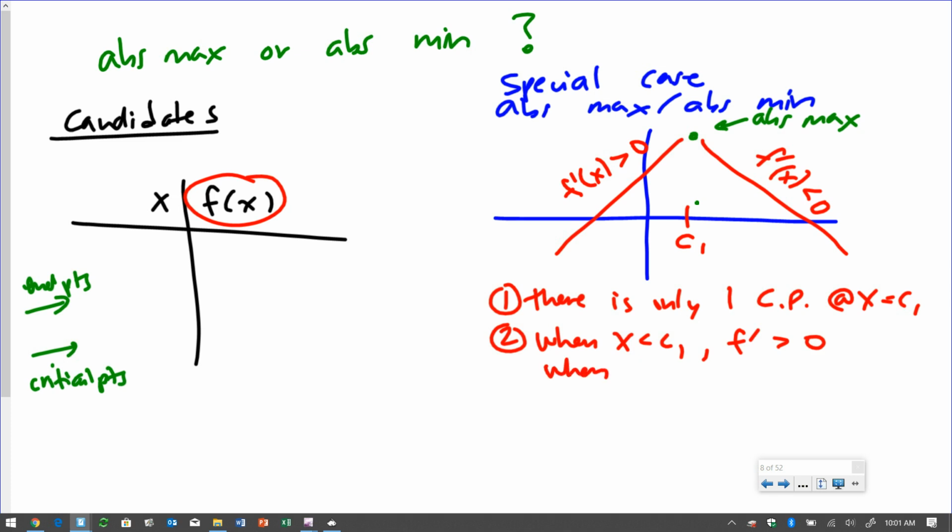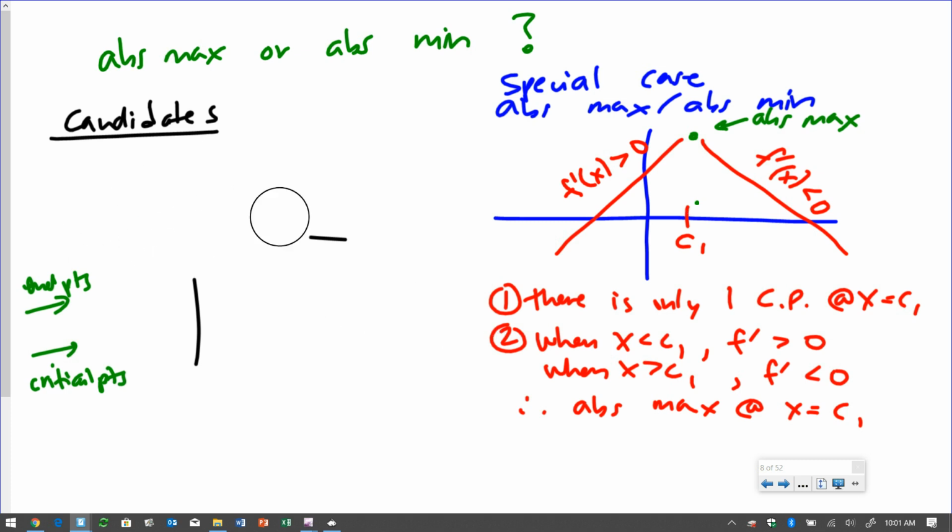And when x is bigger than c1, then your derivative is less than 0. Therefore, you will have an absolute max at c1. Okay? The justification is a bear to write down, but it's pretty easy to understand. Okay, you guys agree with that? It's terrible to write down, and sometimes you will have to write it down, but it's pretty easy to understand.